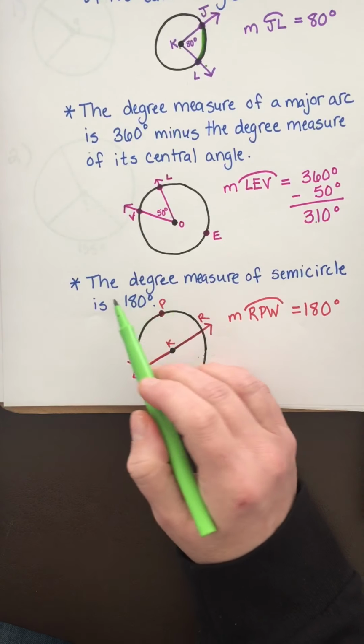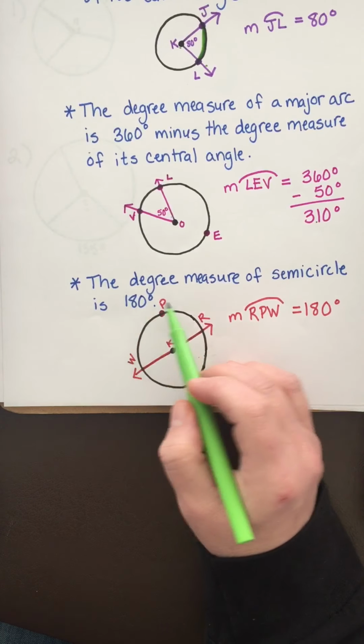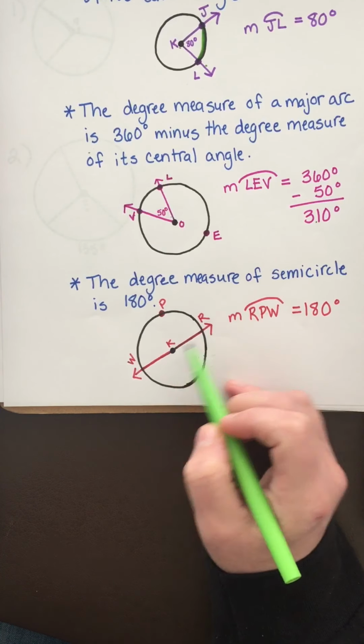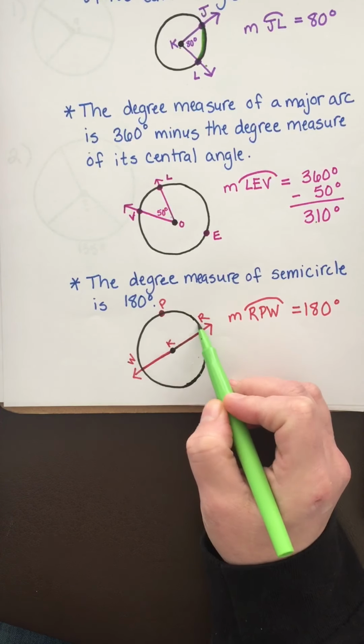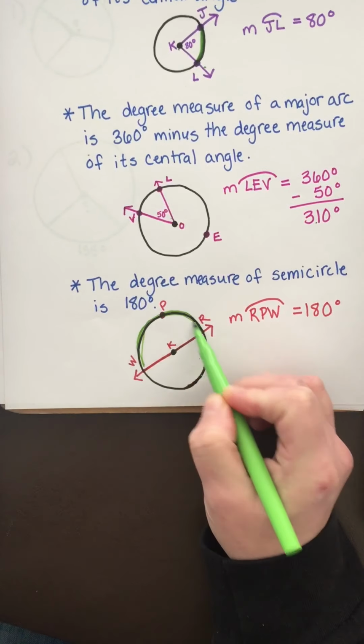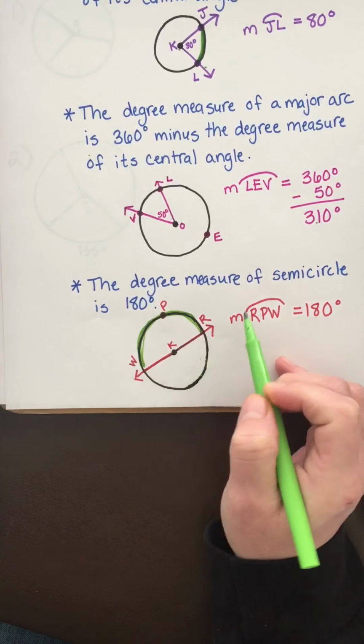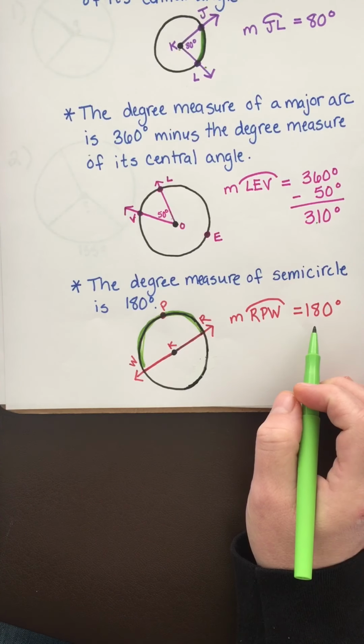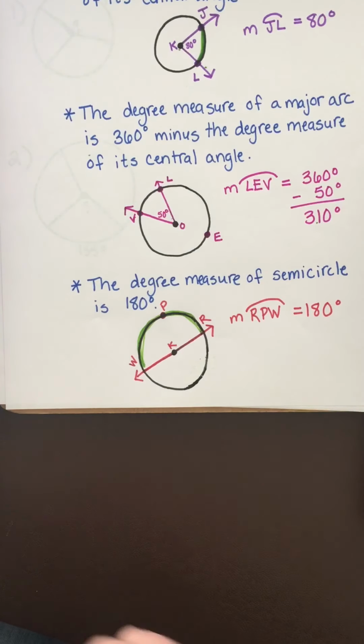And then, like we said before, the degree measure of a semicircle is 180 degrees. So we have arc RPW, this right here. And that's a semicircle. This is a diameter. So that's 180 degrees. Let's do some examples.